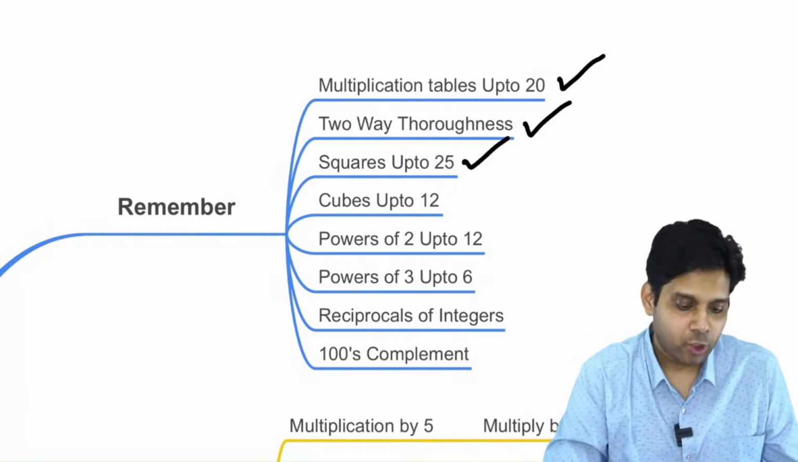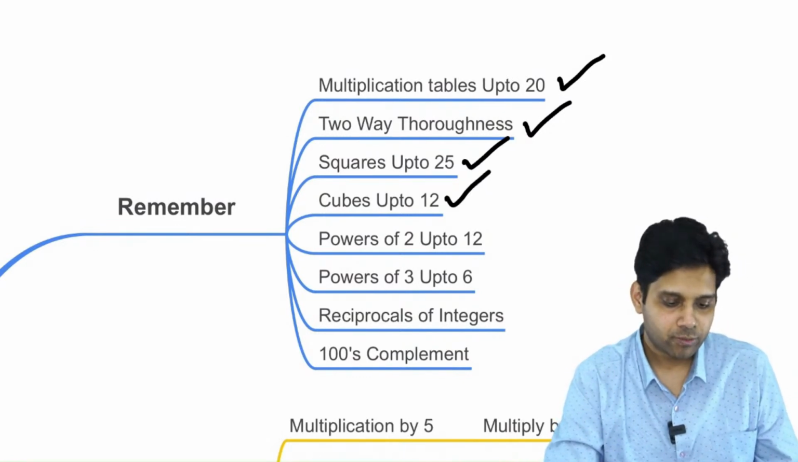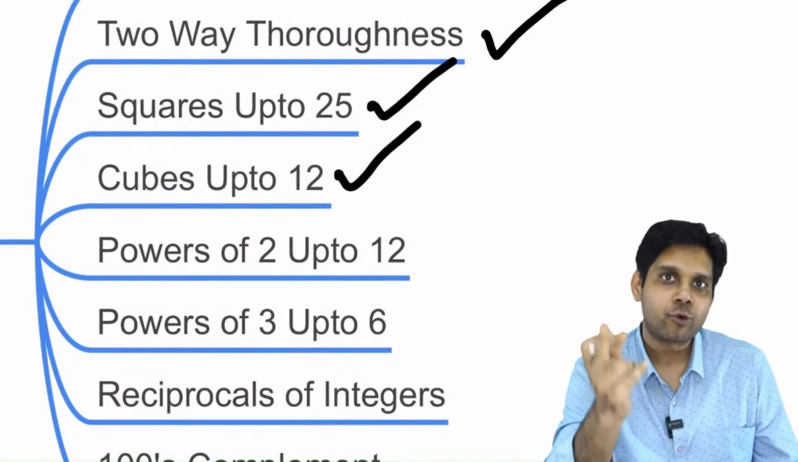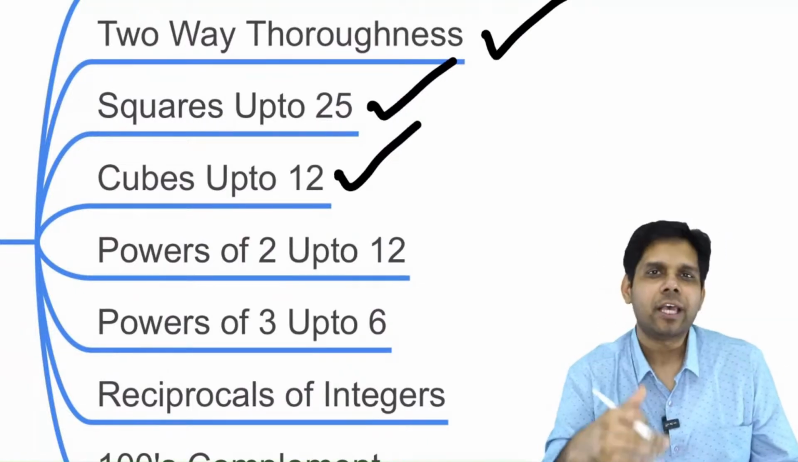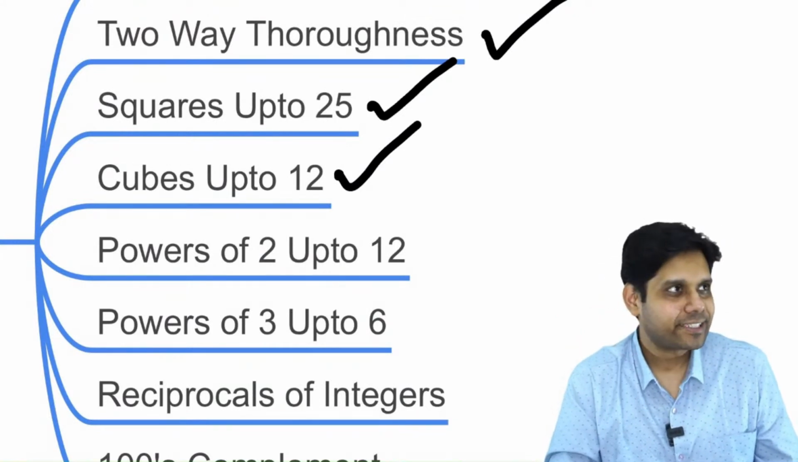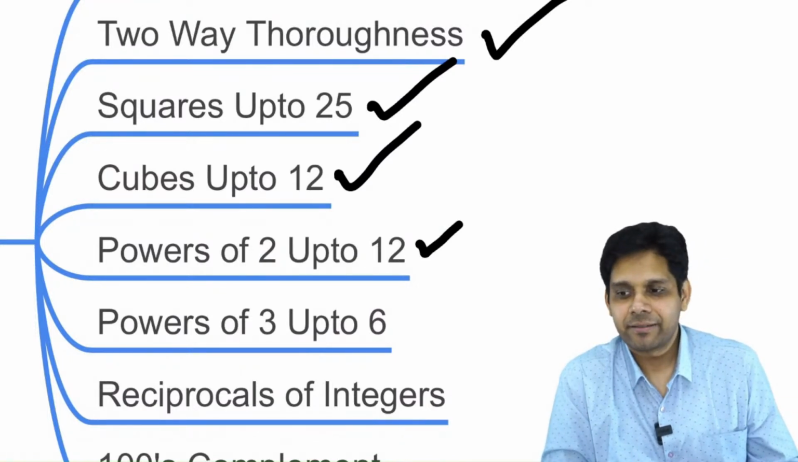Okay. Now cubes up to 12, right? Cubes up to 12 we can do. Easy. सब कुछ हमने किया है. Last class में हमने किया. If you don't remember, please go back and watch. Don't worry. However much you watch, you will be enriched. Okay. Next, powers of 2 up to 12. Okay. Please remember that. Clear?